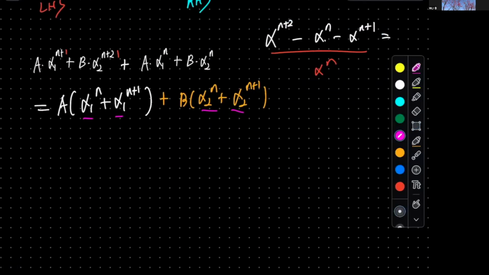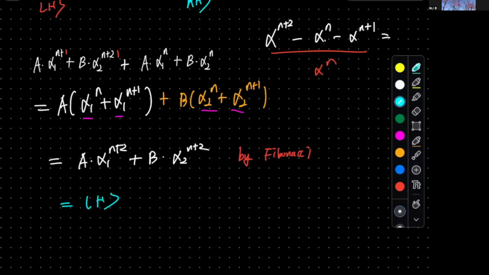What I mean by that is this sum of consecutive terms according to the Fibonacci sequence should give you the next power by the definition of the Fibonacci sequence. So this is going to be changed into a times alpha 1 to the power of n plus 2. Same thing for the b. It's going to be times alpha 2 to the power of n plus 2 by Fibonacci sequence. So that is the left-hand side.